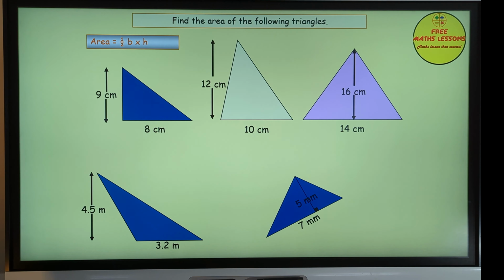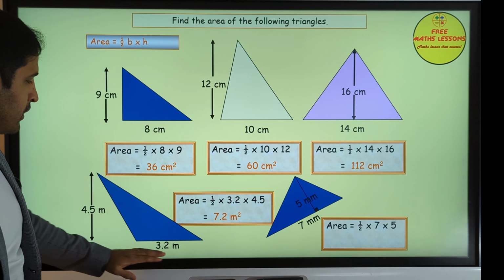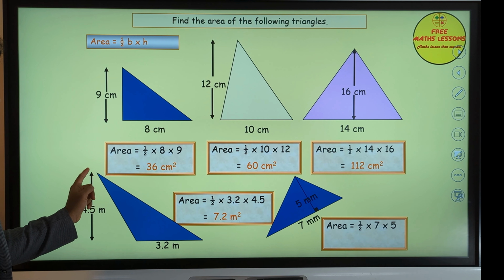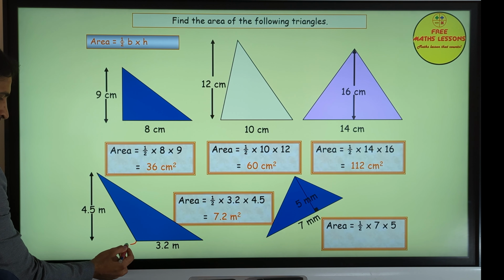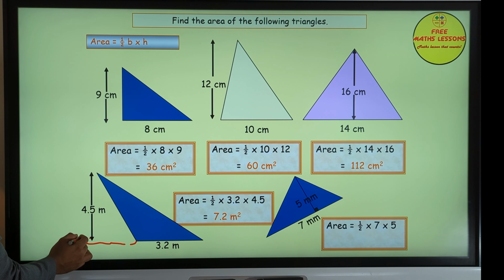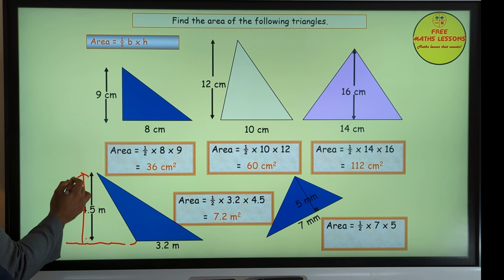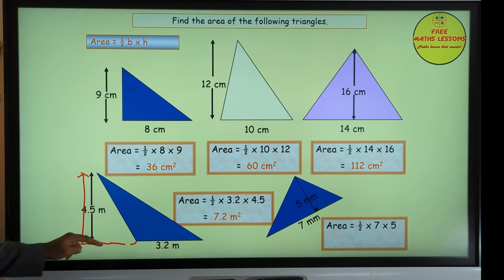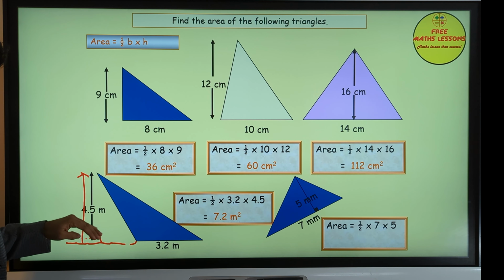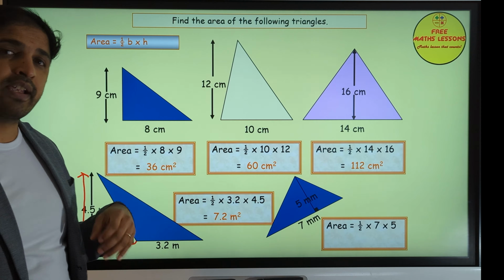Whenever you're doing these, be careful of the units. And you're always doing base times perpendicular height. None of these slanted height. The height of this triangle is, if I extend that base from there to there, that's my height here. Okay, that's the height. If you extend that base, perpendicular to the base, the height is always going to be a 90-degree angle to the base.